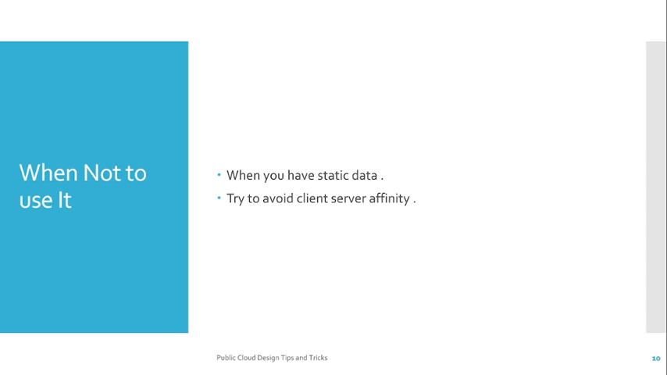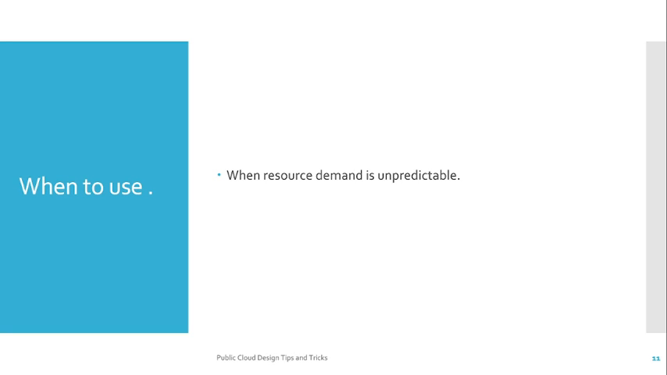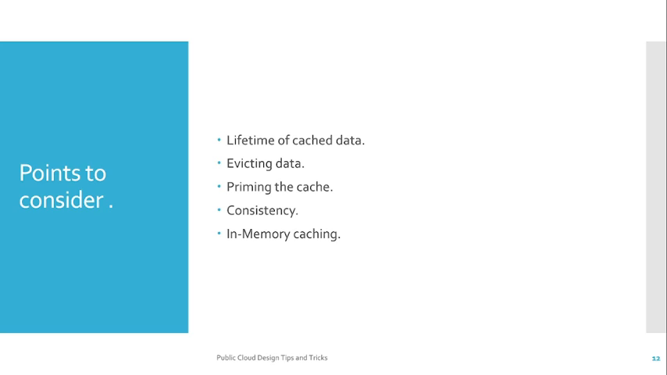Now, when not to use the cache-aside pattern? When you have static data, that means it is not changing, never use the cache-aside pattern. Try to avoid client-server affinity so that you do not need to use the cache-aside pattern. When to use it? When resource demand is unpredictable, that means when changes in your database are unpredictable and can happen at any time. In that case, it is wise to use the cache-aside pattern, so that in case of any change, it will immediately invalidate the cache.